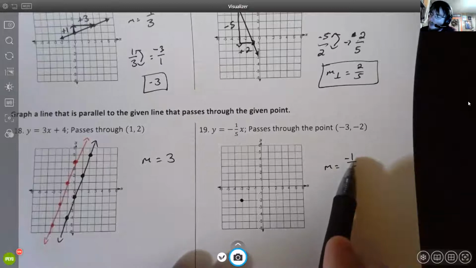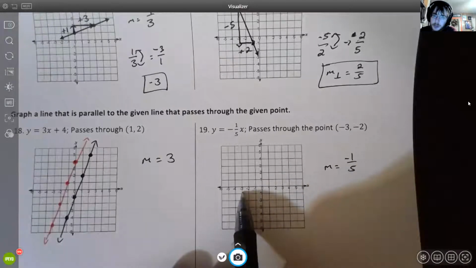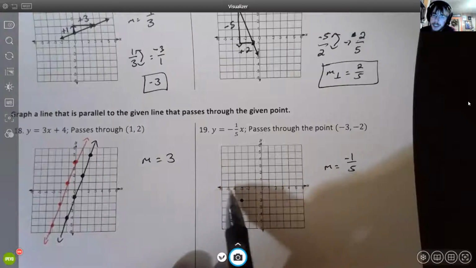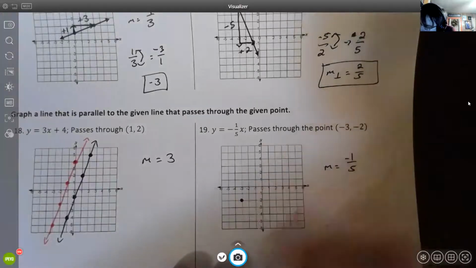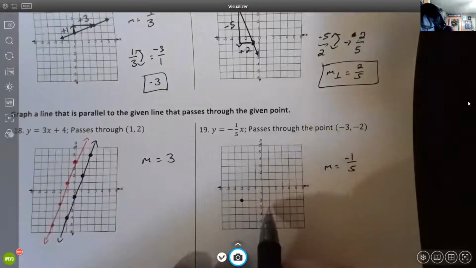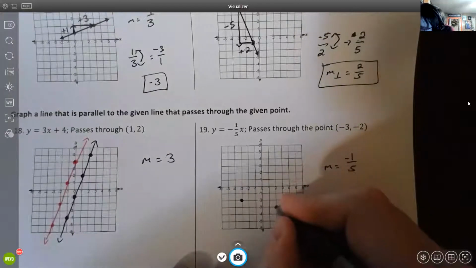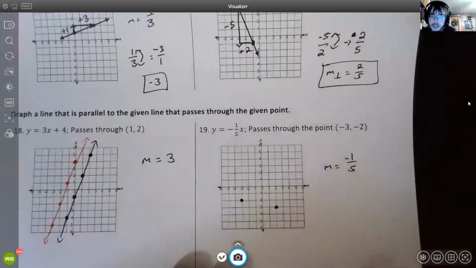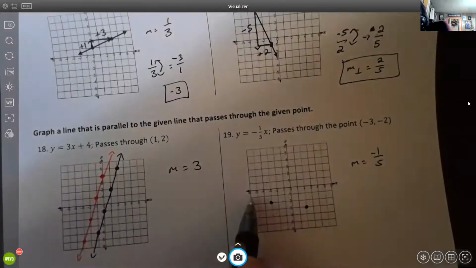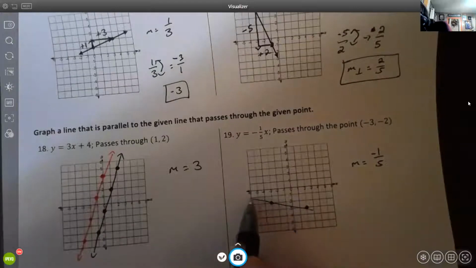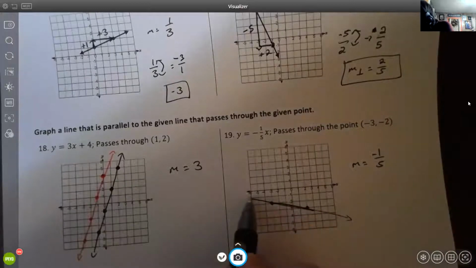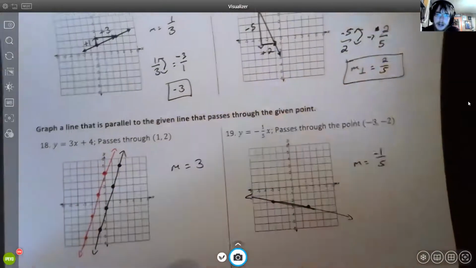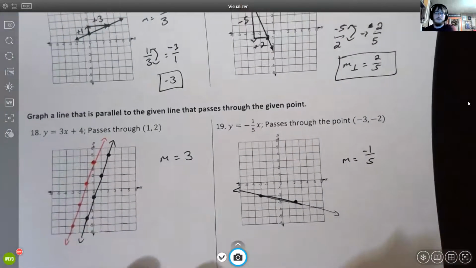So if we go up, we would need to go to the left. Well, I don't have enough space to go to the left from here, so I'm going to need to go down. And since it's negative, I need to go to the right. So I'm going to go down 1, to the right 5. So 1, 2, 3, 4, 5. And that's really the only space that I have, because otherwise I'm off the graph. So if you graph that to the best of your ability, you get that line there. Okay?